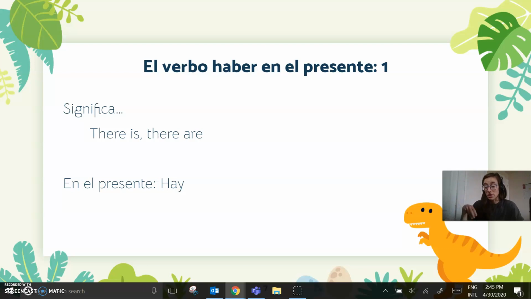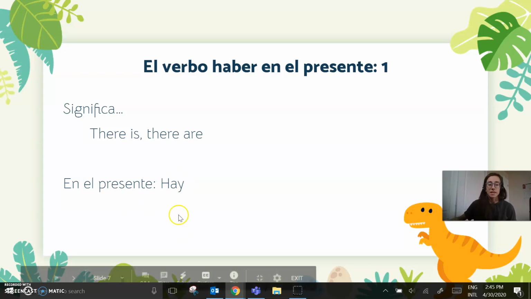We haven't practiced this in a long time, so remind yourself present tense is like yo estoy, yo soy, yo bebo agua, yo corro, things like that. El verbo haber en el presente significa there is or there are. Some of you may remember back to Spanish 1 when we were asked the question, ¿cuántos blank hay? Or ¿cuántas blank hay? That is asking how many of what thing are there.